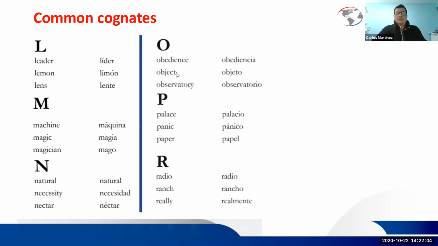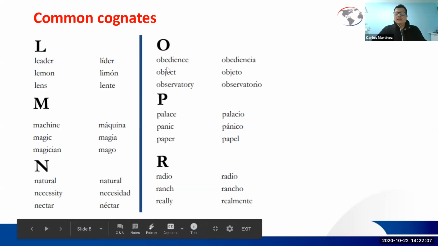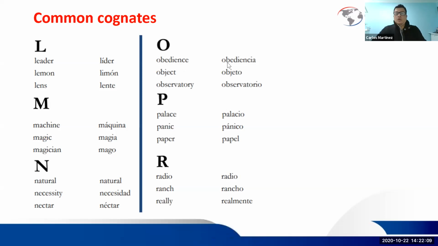Then we have the letter O. Obedience, obediencia. Object, objeto. Observatory, observatorio. Palace, palacio. Panic, pánico. Paper, papel. Similar.